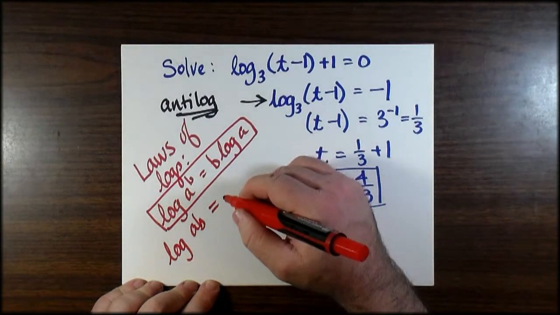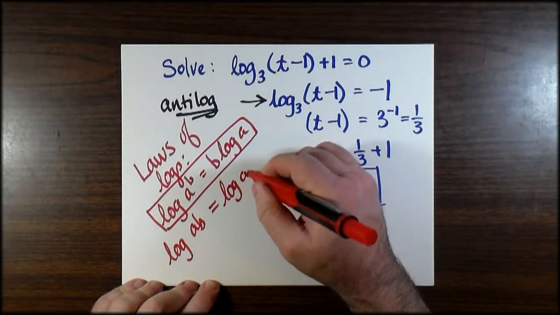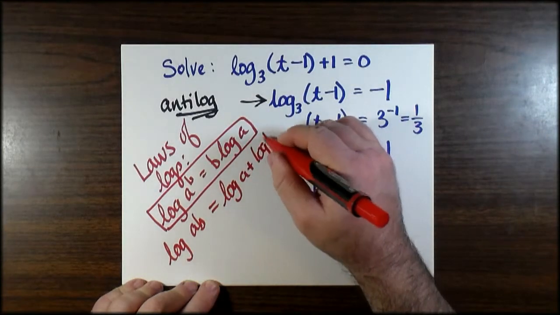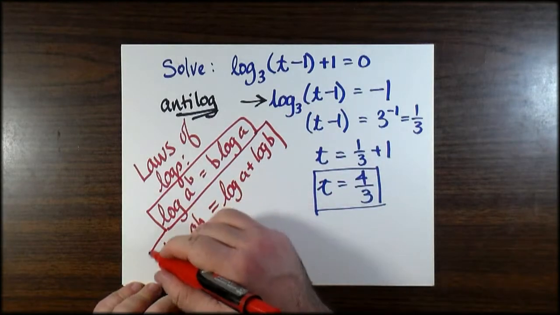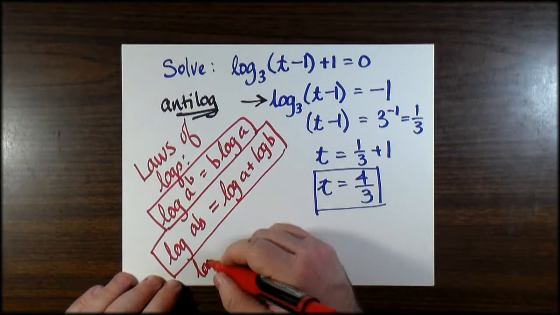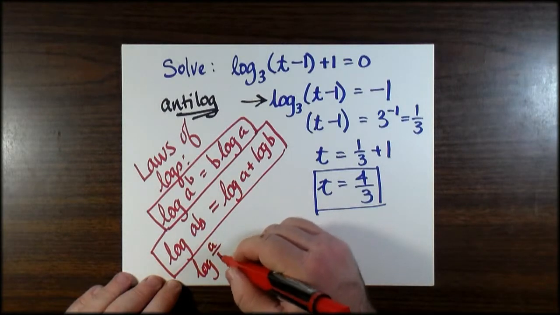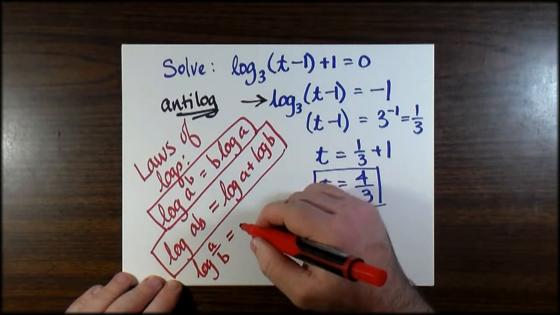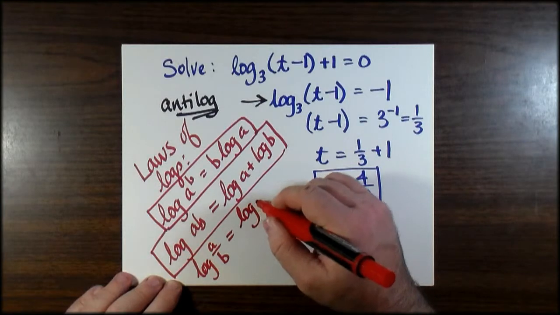Now, taking the log of a times b would make it equal to the log of a plus the log of b. So the log of a product is really the sum of two logs. And finally, the log of a quotient, a over b, is really the difference of two logs. It's the log of a minus the log of b.